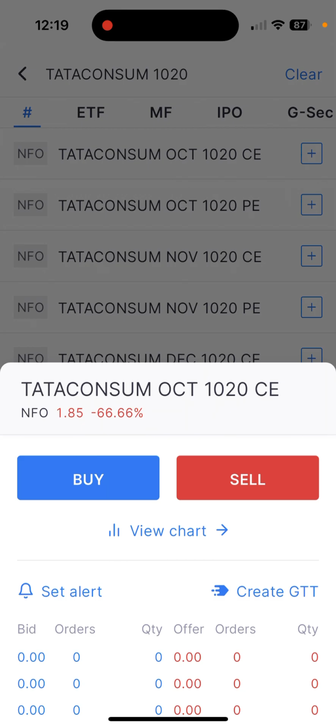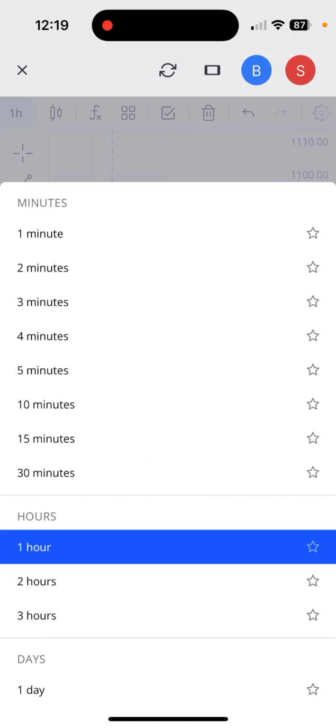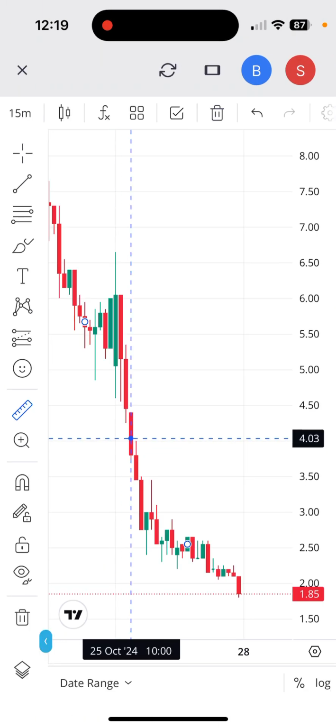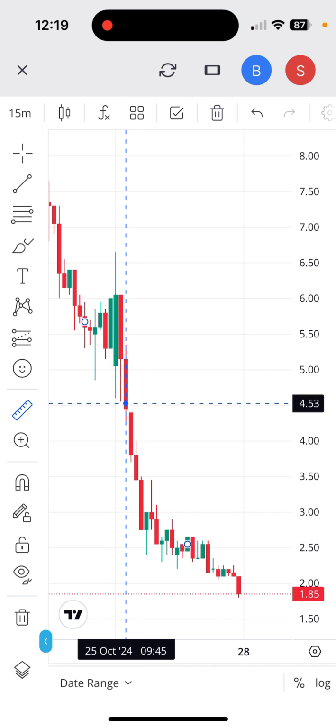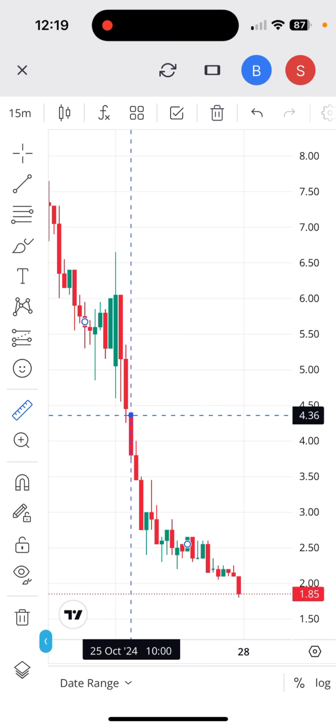1020 call. Check out the 15-minute chart and here, the 9:45 candle. So if you would have sold it here, say at 10, 4.3, and you would have waited until the whole day, then you would have gotten almost 3 points, 3.5 points.